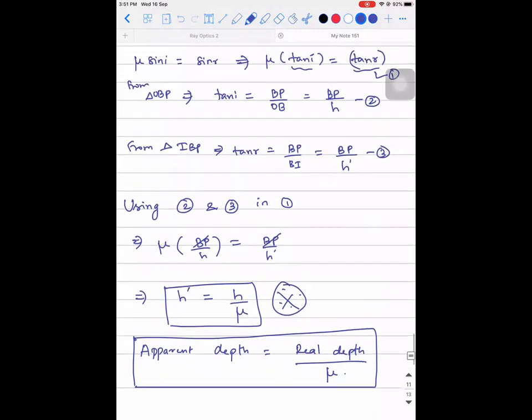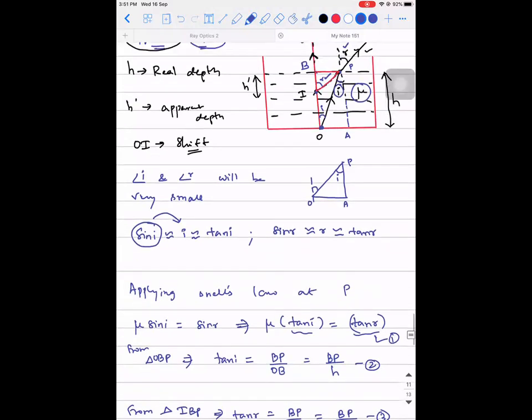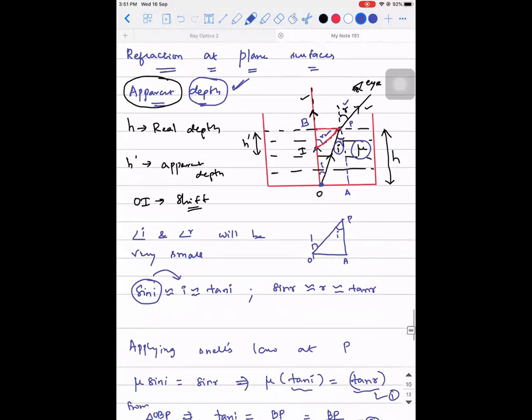When can you speak about apparent depth? Only when the object is placed in the denser medium and the observer is in the rarer medium. Please make a note of it. You can speak about apparent depth only when the object is in the denser medium and the observer is in the rarer medium. Make a note of it.